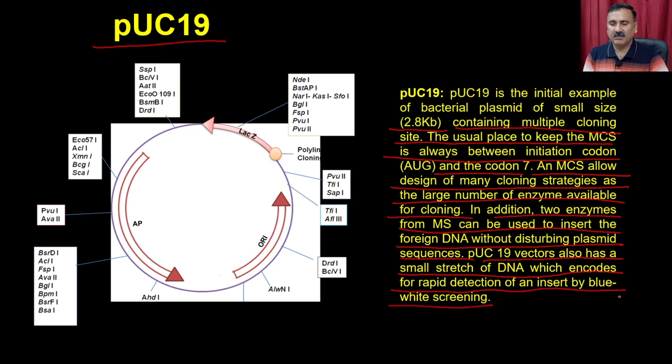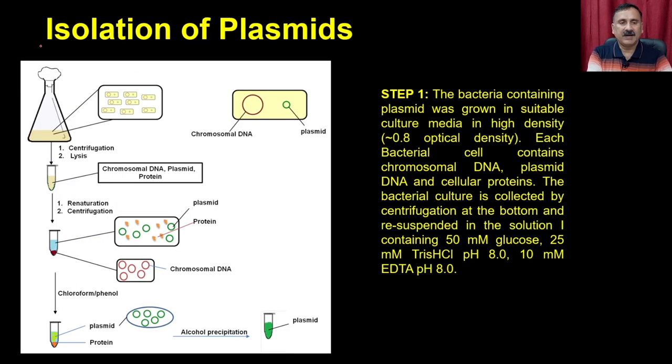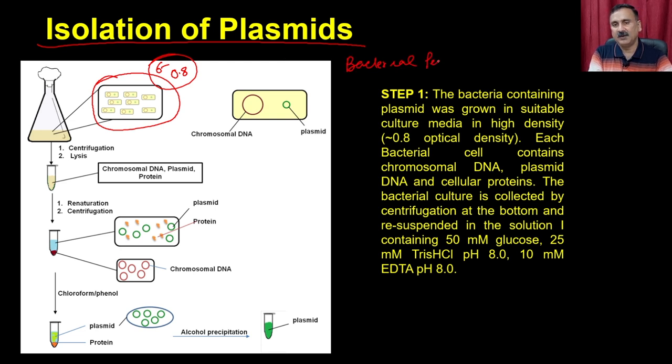So don't worry about the blue white screening, that we are anyway going to discuss in our subsequent lectures. Now, how can you isolate the plasmids? First, you are going to transform the bacteria with the plasmid which you want to isolate. Then you will grow them to an OD of 0.6 to 0.8. Once you have this culture, you can centrifuge it and collect the bacterial pellet.